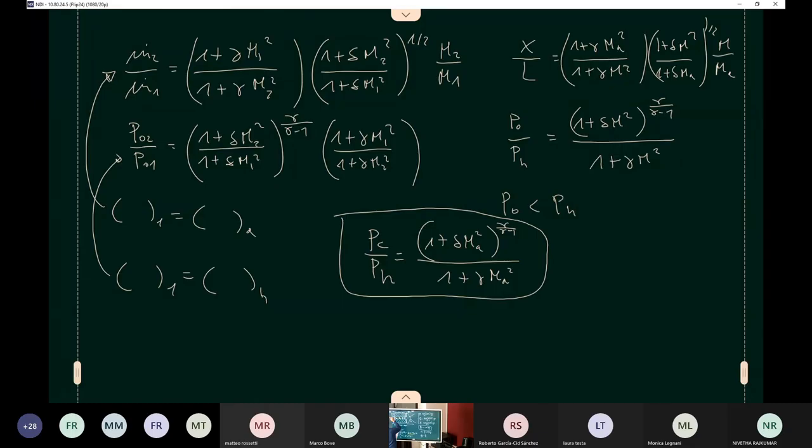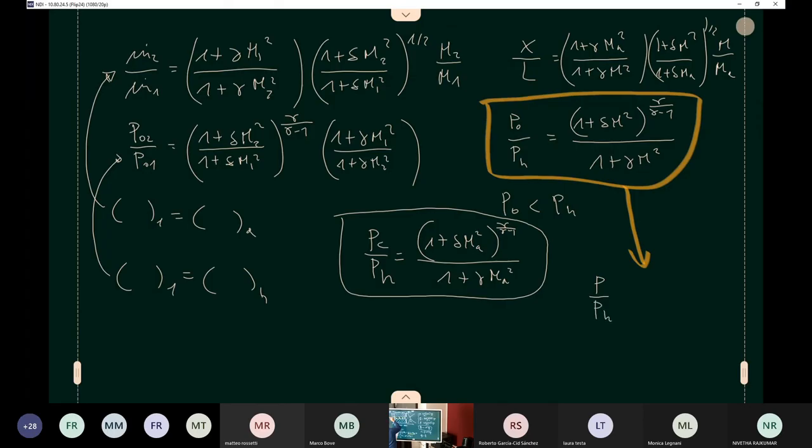Considering that we have one plus delta m squared to gamma over gamma minus 1, we recognize that this chamber pressure is also the local pressure multiplied by this quantity that gives us the total pressure. So if we consider the pressure that we have here also in general, if we take this expression, we see also that the local static pressure over the head end pressure will be 1 over 1 plus gamma m squared.